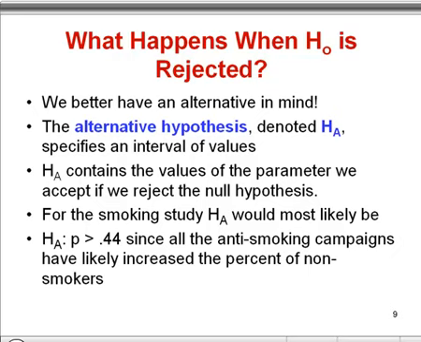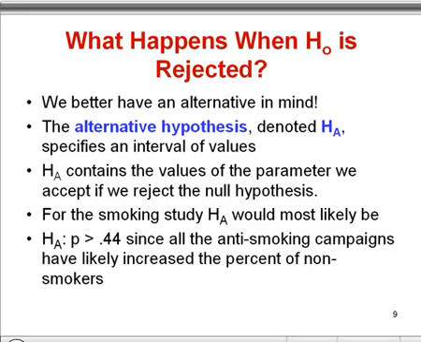Both the null and alternative hypothesis need to be expressed numerically. In this study, the null hypothesis states that the population proportion of non-smokers in 1995 is 44%, and the reasonable alternative is that it has increased and is now greater than 44%.